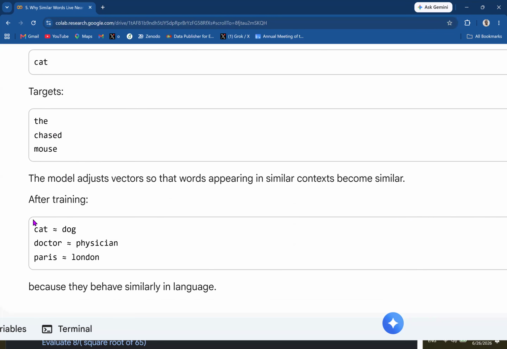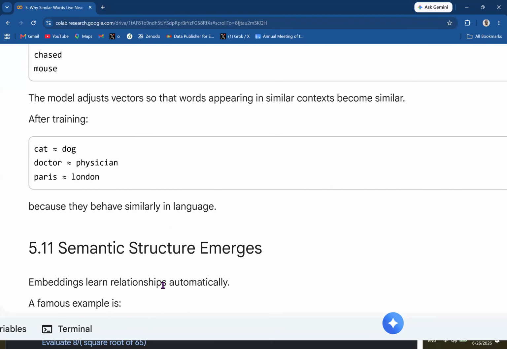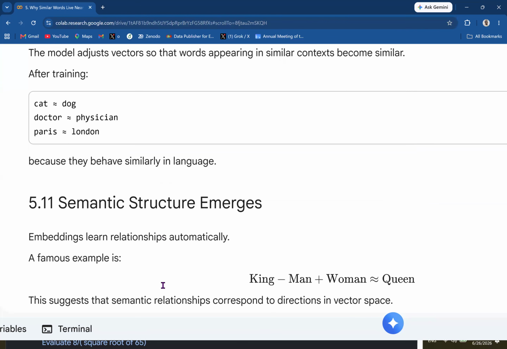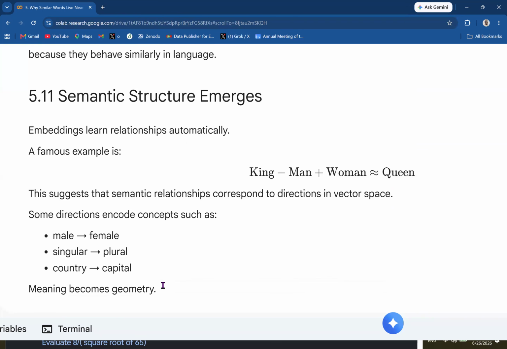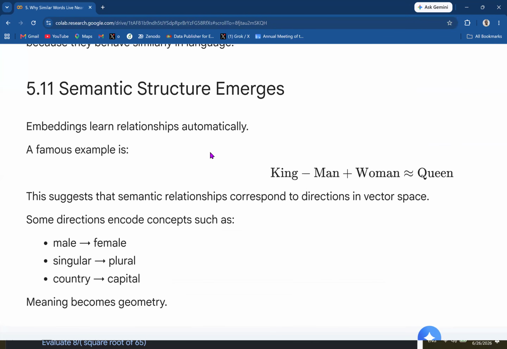After training, you discover that cat is close to dog, doctor is close to physician, and Paris is close to London, somewhat, because they behave similarly in language. Cat and dog are pets, they are animals. Doctor and physician are words for people who do the same kind of job. Paris and London are capitals of countries, kind of. Because they behave similarly in language, they are seen together as similar words when you train your model. So semantic structure emerges. Embeddings learn relationships automatically.